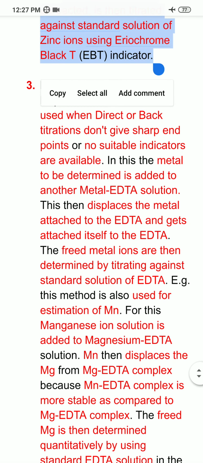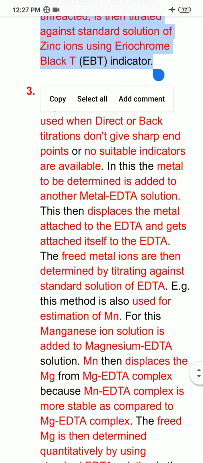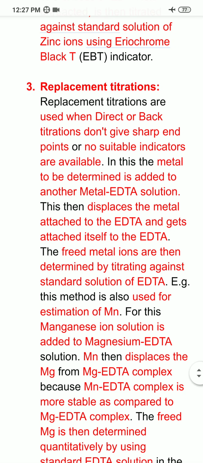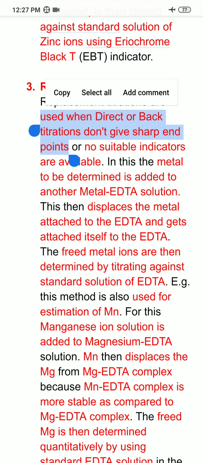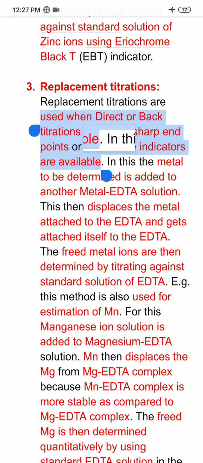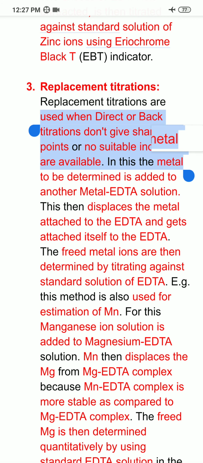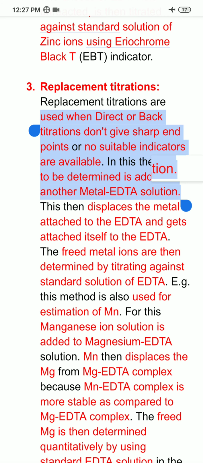Third type of titrations are replacement titrations. As the name suggests, replacement means to substitute one metal ion by another. These replacement titrations are used when direct or back titrations do not give sharp endpoints, or when no suitable indicators are available. So in replacement titration, the metal ion to be determined is added to another metal EDTA solution.